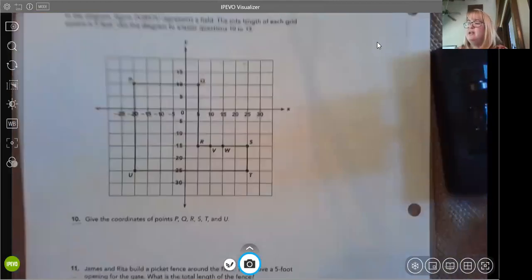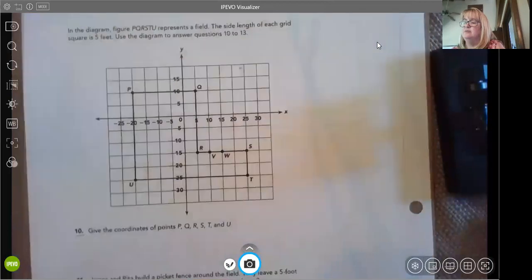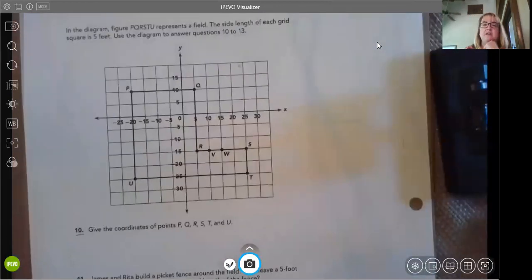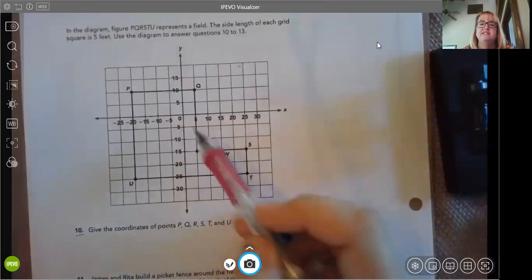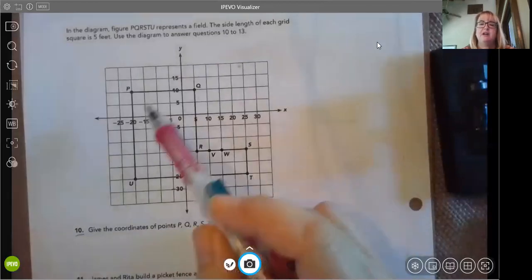Okay, page 23. In the diagram, figure PQRSTU. It's a big, unusual figure. Represents a field. The side length of each grid square is 5 feet. Use the diagram to answer questions 10 through 13. So this represents a field. The field is kind of in this L shape. It's got this little skinny part here and this fatter part here.